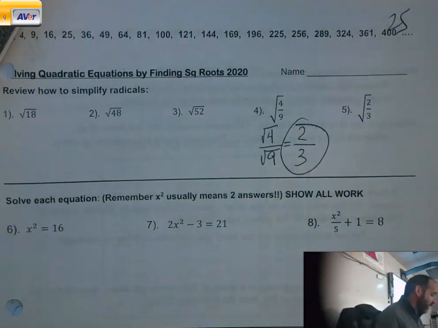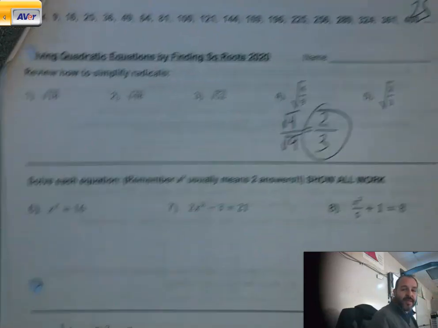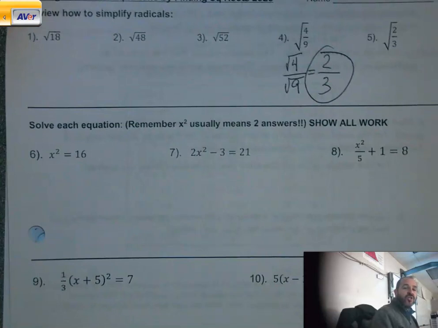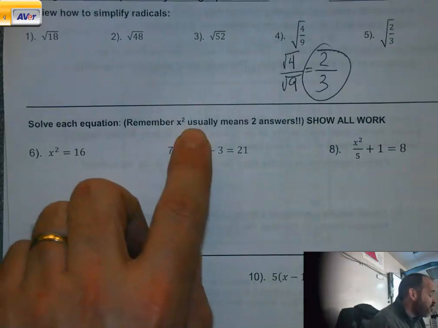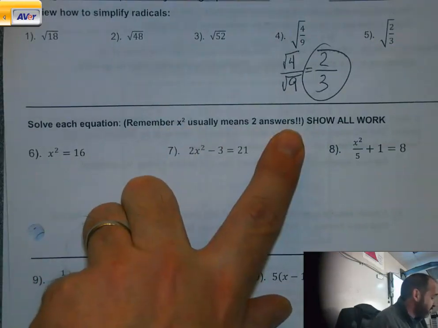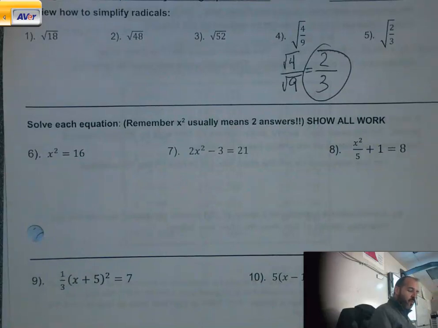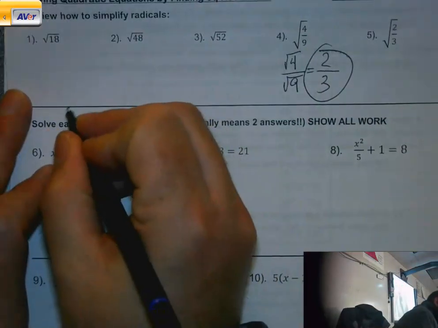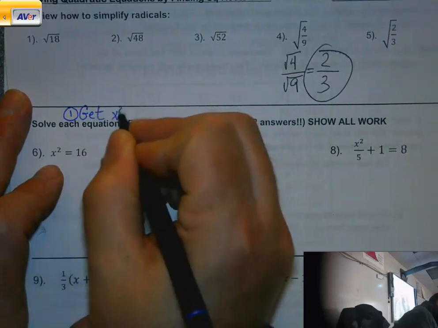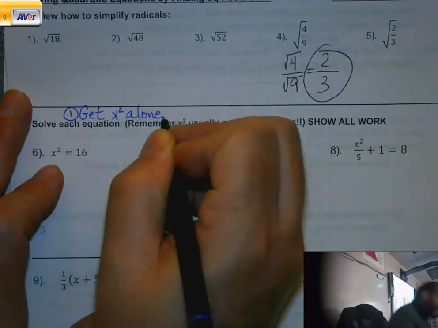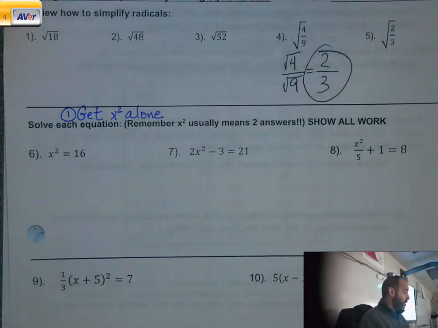So, how do we actually use this? This radical thing, besides having this cool little way to break things down. Solve the equation. Remember, x squared usually means 2 answers. Ooh, that's kind of weird. We're going to add a little something in here. When we're solving these, we're going to do 2 things. Step 1 is to get my x squared term alone. Now in number 6 it already is, but in number 7 and 8 when we get there it's not. We're going to have a little bit of work to do.